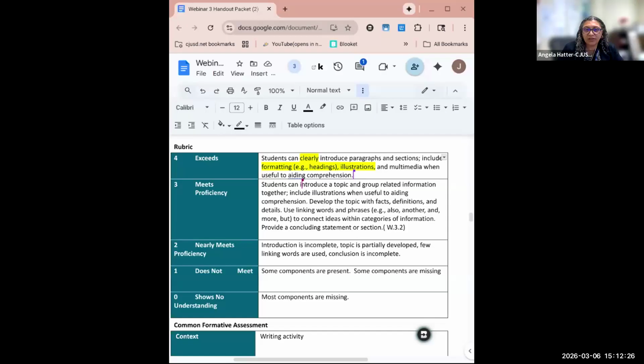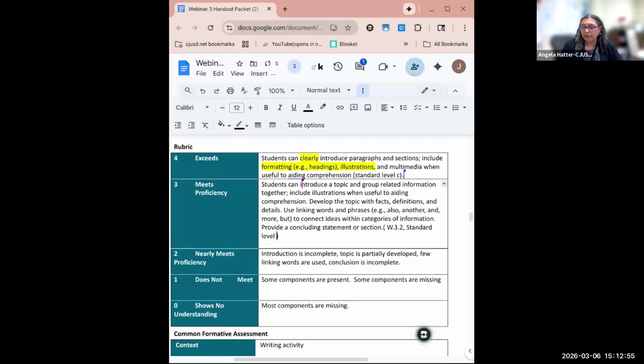So just additionally, the exceeds is actually standard level C, right? Our meets proficiency was level B. And then we went down based on what might be missing. So nearly meets might be an incomplete version of level B. Does not meet would be some components present, some components missing, and then 0 was most components of the standard were missing.